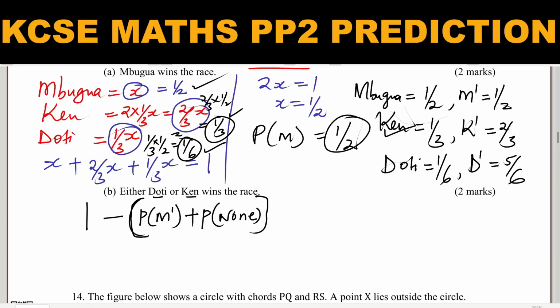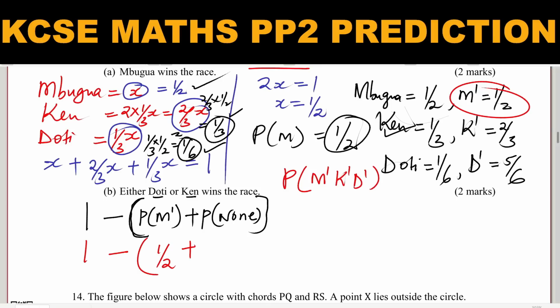So we already have the probability of Mbogwa not winning is here. So we get 1 subtract the probability of Mbogwa not winning, that is a half, plus the probability none of them wins. None means the probability of Mbogwa not winning, Ken not winning, and Dottie not winning. So this one will be given by Mbogwa not winning, that is a half, multiplied by Ken not winning, that is 2/3, and then times Dottie not winning, 5/6.